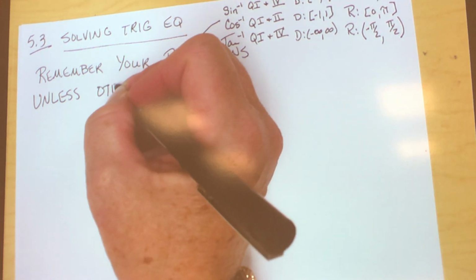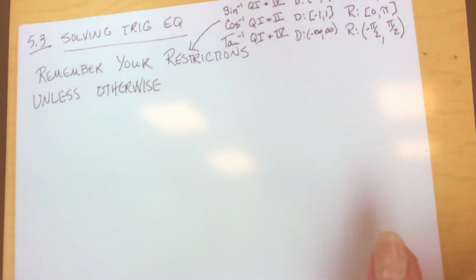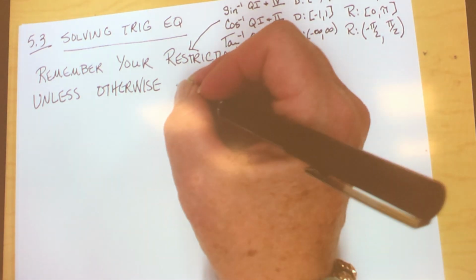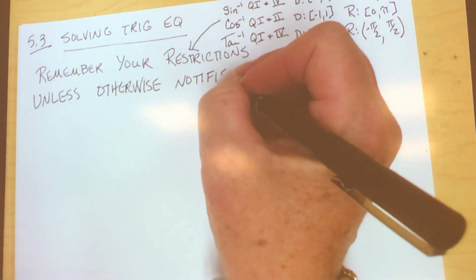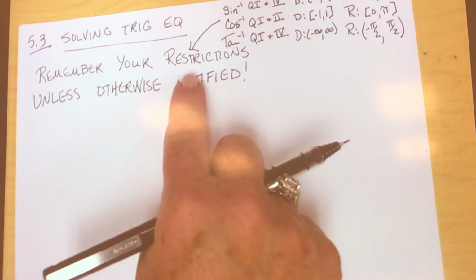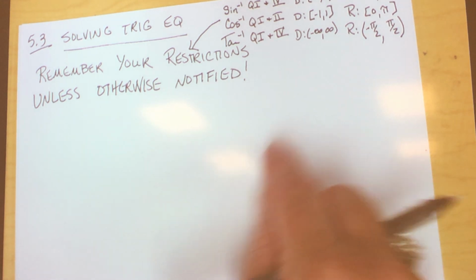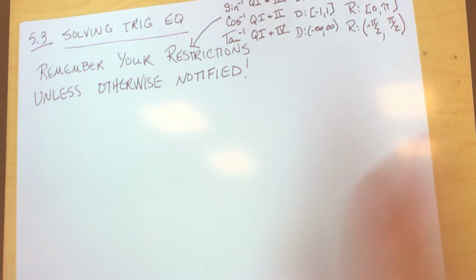Otherwise, okay, and I can't think of the right word. This word kind of sounds silly, but for lack of a better word, I'll say notified. Unless I tell you, y'all listen to me. If nobody says anything about the restrictions, these are the restrictions. Did anything say anything about restrictions on that worksheet? No. Nothing about restrictions.